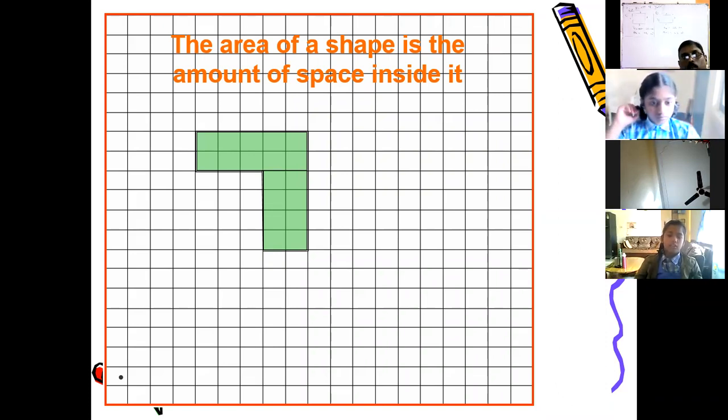1, 2, 3, 4, 5. Sir, it is right, sir. It is 18. 18 small boxes. Yes, sir. Okay. Should we write this in graph, sir? Yeah, you can do in the graph. Okay, sir.